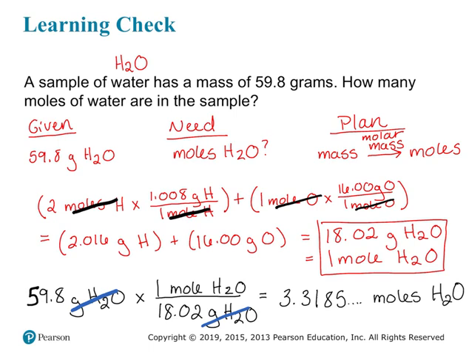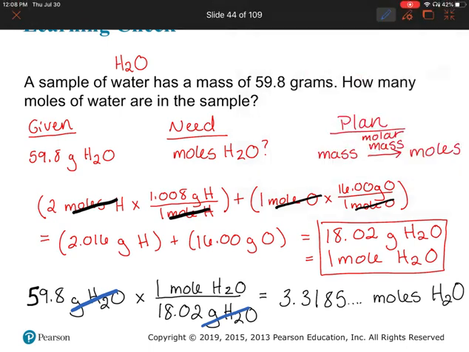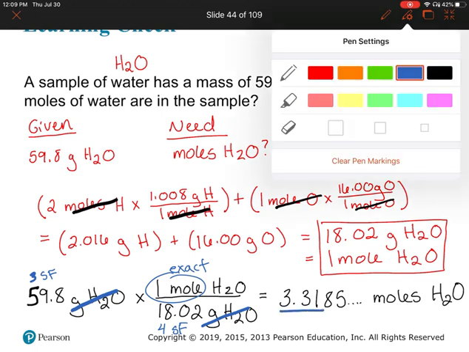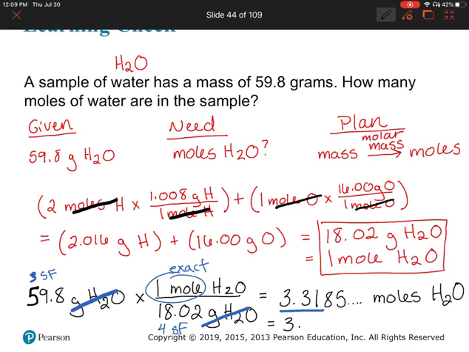So it looks like our first value, 59.8, has 3 sig figs, and our molar mass has 4 sig figs. And 1 mole is exact, so we're just going to ignore that when we're figuring out sig figs. All right, so it looks like 3 sig figs is the smaller amount, so we're going to limit our answer to 3 sig figs. So this is 3.3, and it looks like the first digit we're dropping is an 8, so we have to round up to 3.32 moles of H2O.